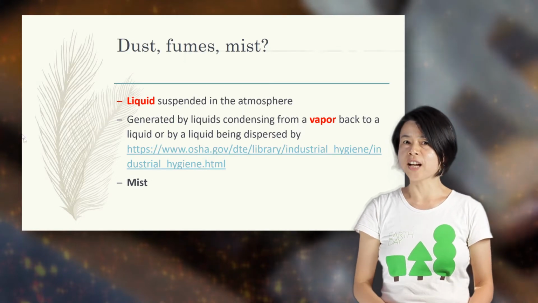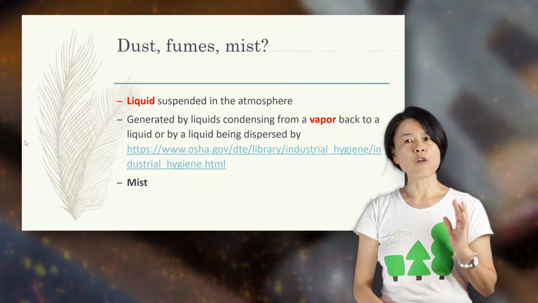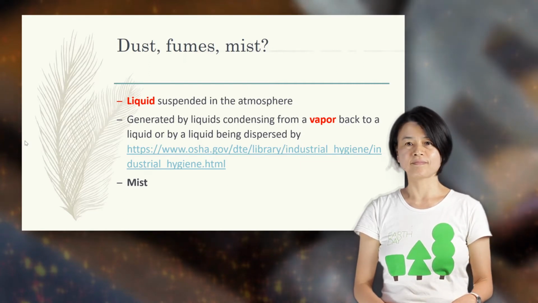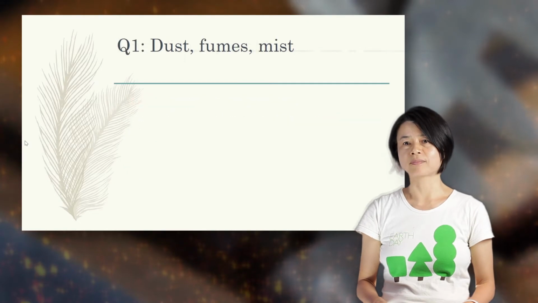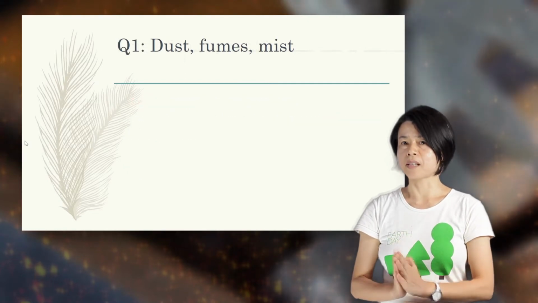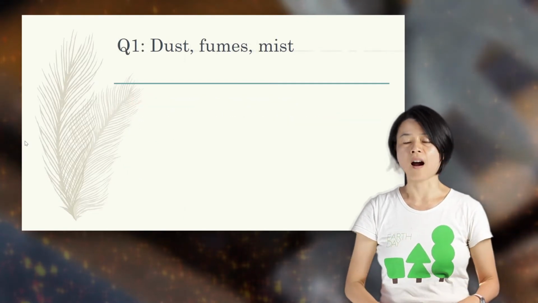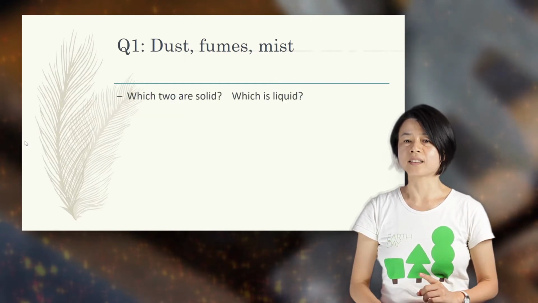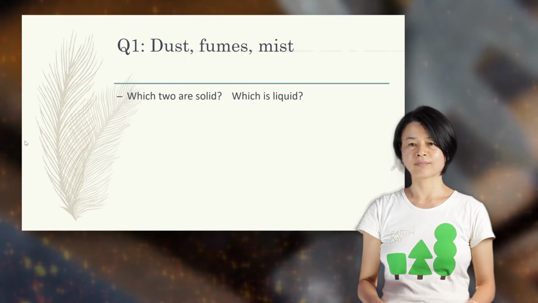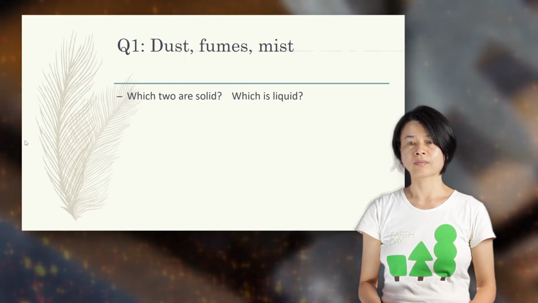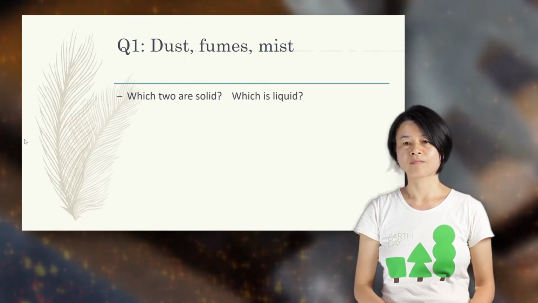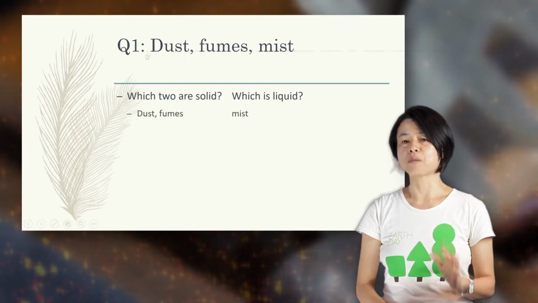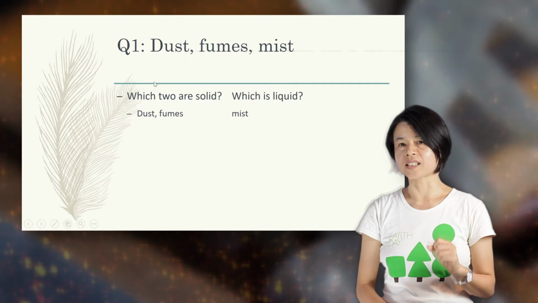Now is reflection time. Here are 4 questions to summarize the materials for this section. Question number 1. Dust, fumes, and mist. Which two are solid? And which one is liquid? Okay, the answer is dust and fumes are solid, while mist is liquid.